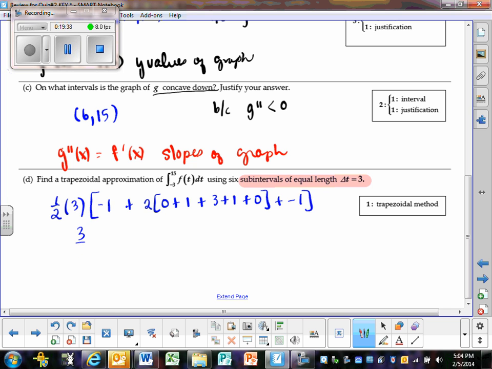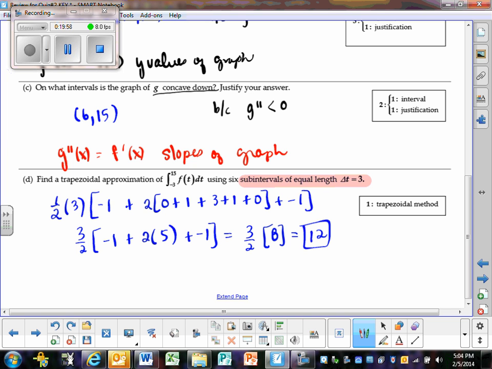So I have 3/2, -1, plus 2 times 5, plus another -1. So 3/2. And we basically have 10 minus 2, so 8. So the answer is 12.